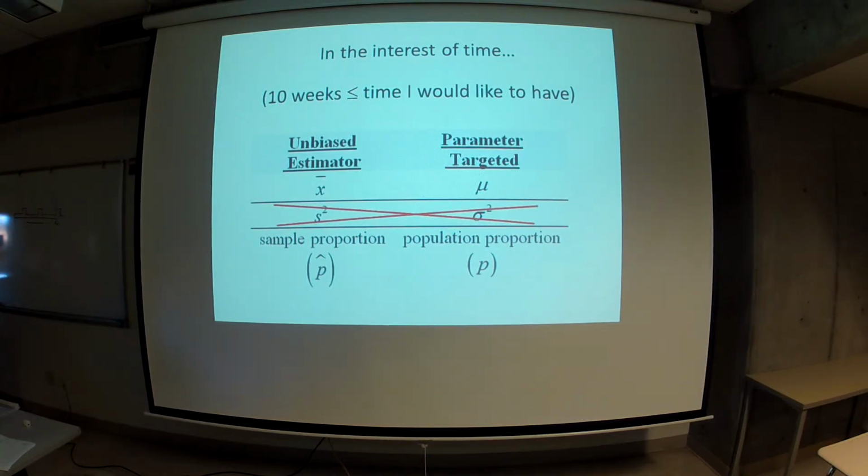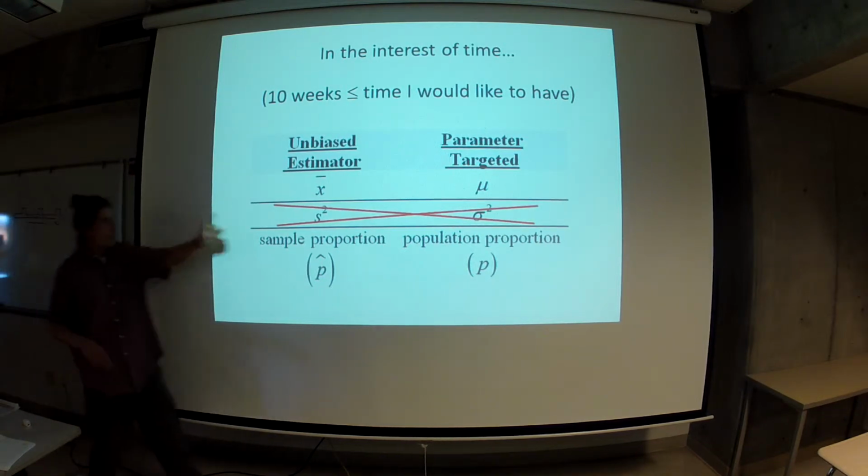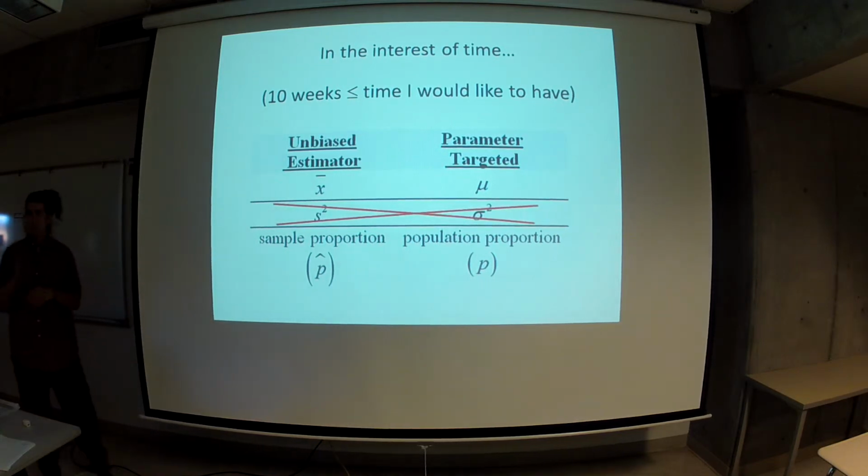So if you look at the syllabus, you'll often see the word proportion, mean, back and forth. I keep it that way because I want to focus on just those two. Because I don't have enough time, we're going to drop the variances off. Fair enough?